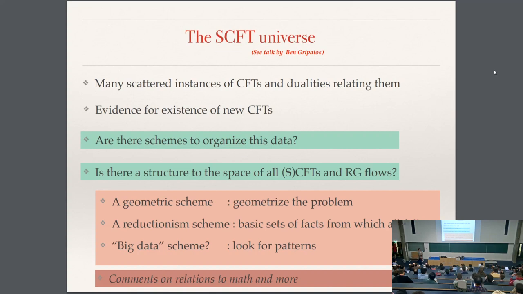So we will discuss very, very briefly, again, based on examples, 3 schemes: a geometric scheme, a reductionist scheme, and what I will call a big data scheme. Okay, and all of these things are related. I also will make some comments about relations of some subjects in math to the discussion of supersymmetric conformal field theories. Again, it's not an exhaustive review. It is my personal take on the subject based on some examples, but we will touch on different interesting aspects of the developments.